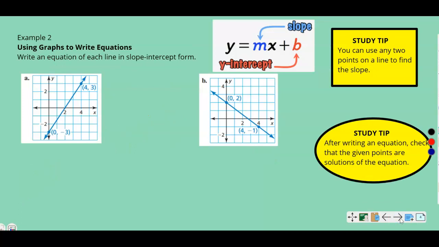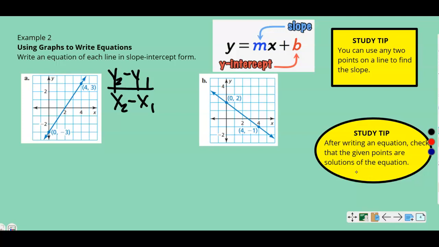All right, example 2, using graphs to write equations. Write an equation of each line in slope-intercept form. Study tip: you can use any 2 points of a line to find the slope. So remember how to find the slope. It's y2 minus y1 over x2 minus x1. The first thing we're going to have to do for A part, and B part, is to find the slope. Another study tip: after writing an equation, check that the given points are solutions to the equation. So always check your answers when you're finished.